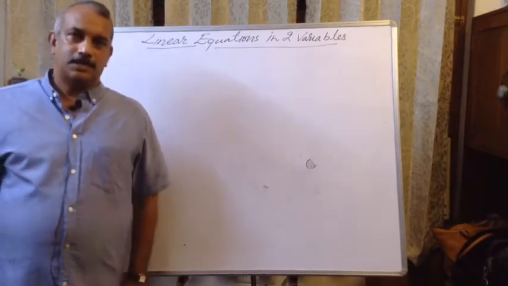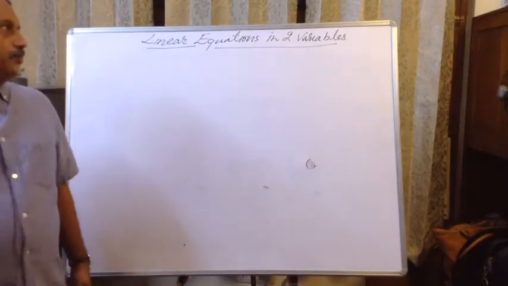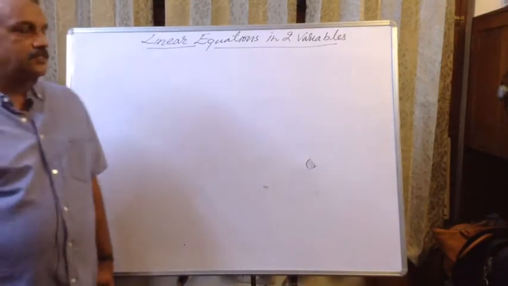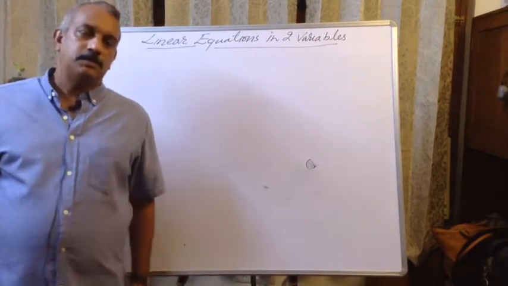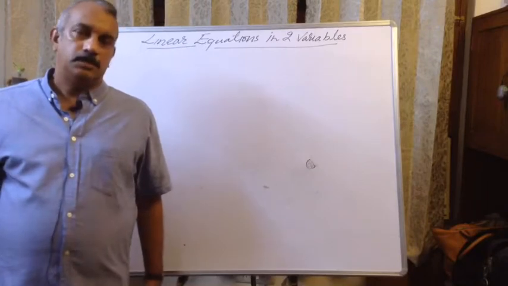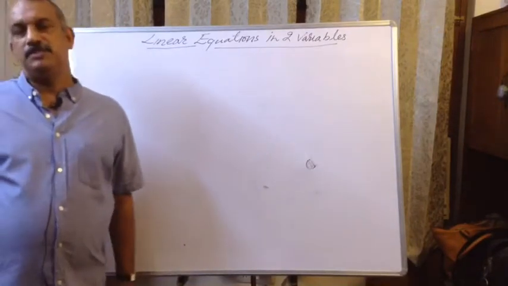See, in the last class we did coordinate geometry. Now today I am going to start with linear equations in two variables. Very easy chapter. Everybody can do. Maybe 5 to 7 marks question can be from this chapter.